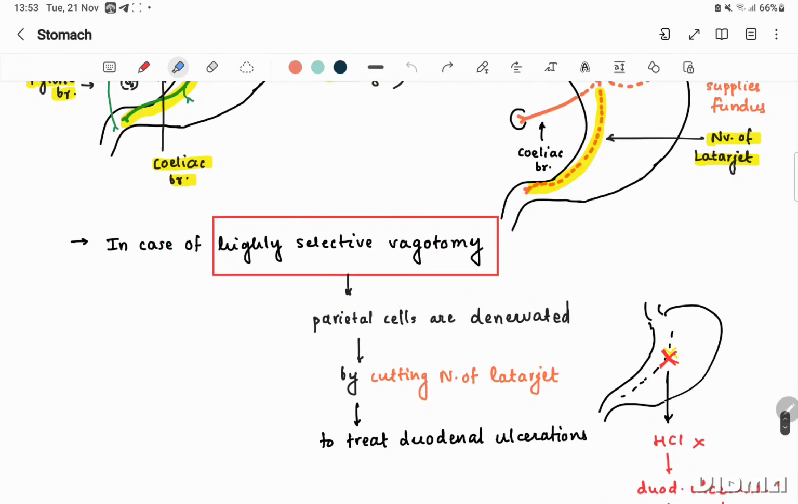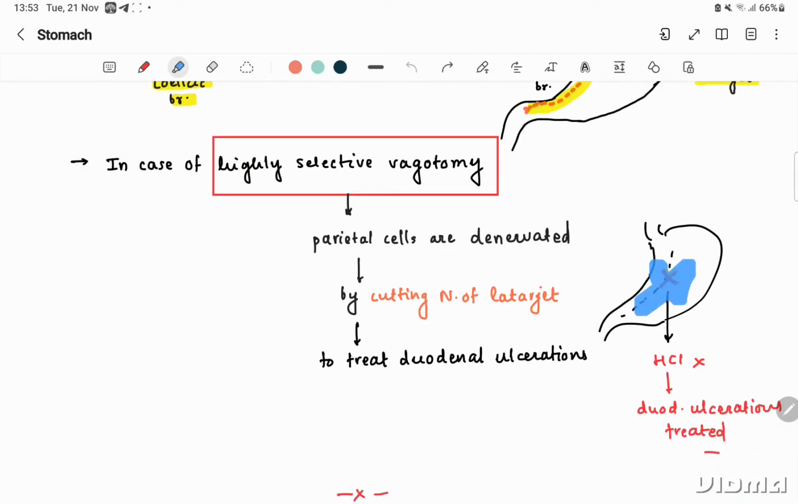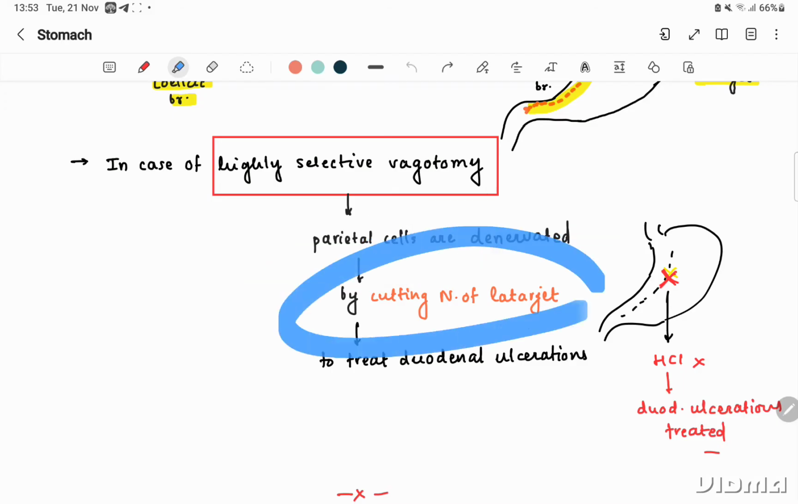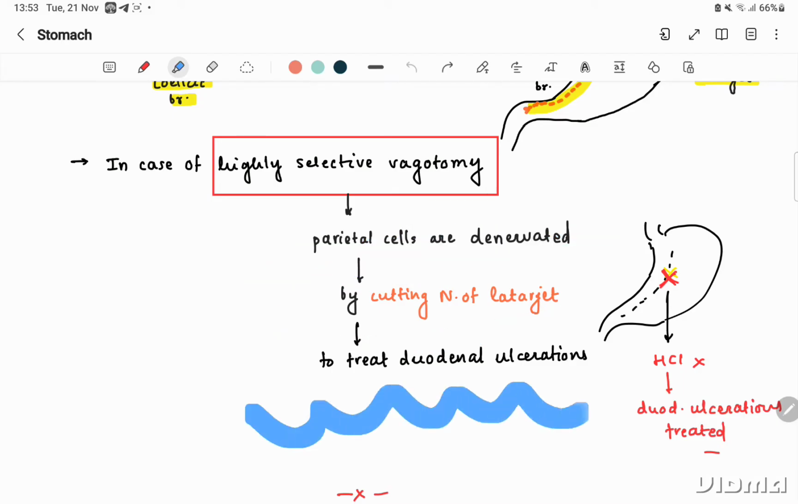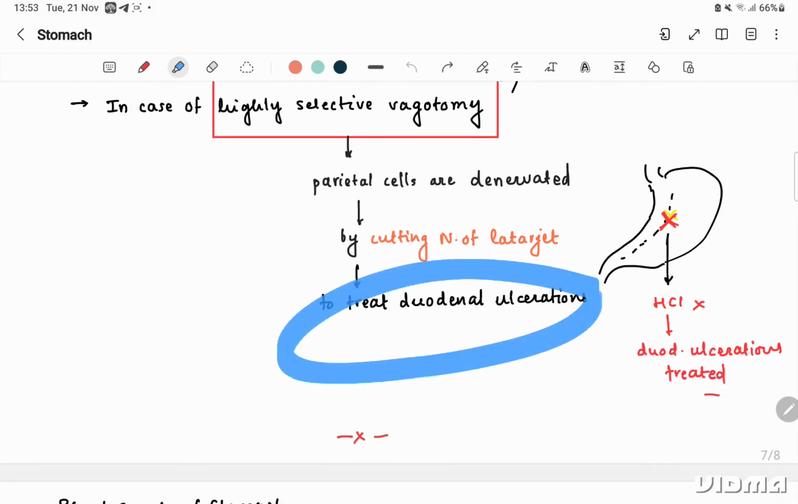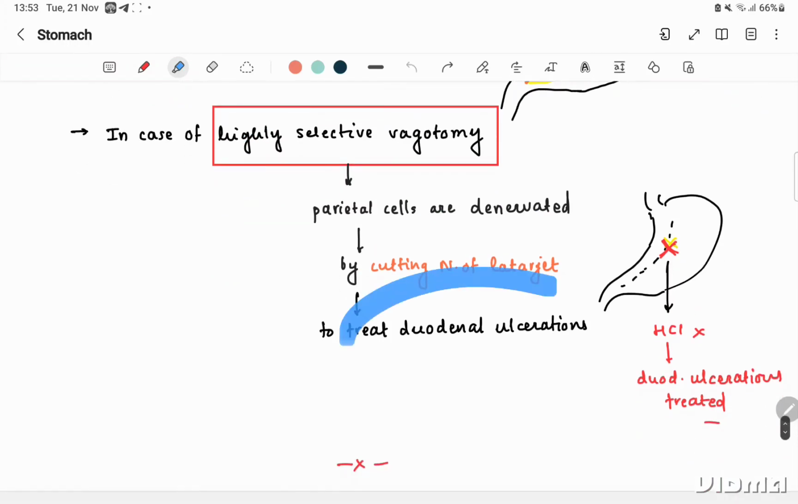In highly selective vagotomy, not the whole vagus nerve is removed. Only this part, the nerve of Latarjet, is cut. Why is the nerve of Latarjet cut? Because in this part the parietal cells are more concentrated. So to denervate the parietal cells, we cut the nerve of Latarjet only. If the parietal cells are denervated, then HCl won't be secreted and duodenal ulcers will be cured. So highly selective vagotomy is done, cutting the nerve of Latarjet, to treat duodenal ulcers.